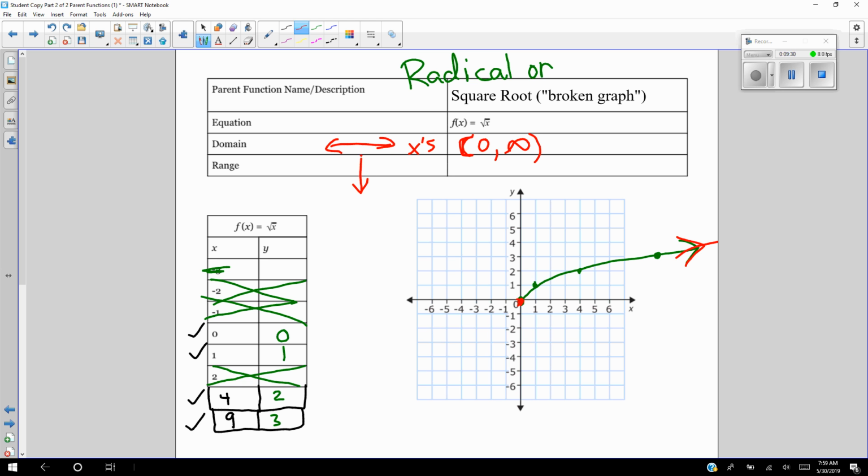Range is how far up and down it goes. Again, it doesn't go down past the y coordinate of 0. This is the lowest point as well as the leftmost point. Now the question is, does this graph go up forever? And the answer is yes. Doesn't really look like it's going up, but it is just going up really, really slowly. It's going to the right really quickly, but it is going up very slowly. So that's our range.